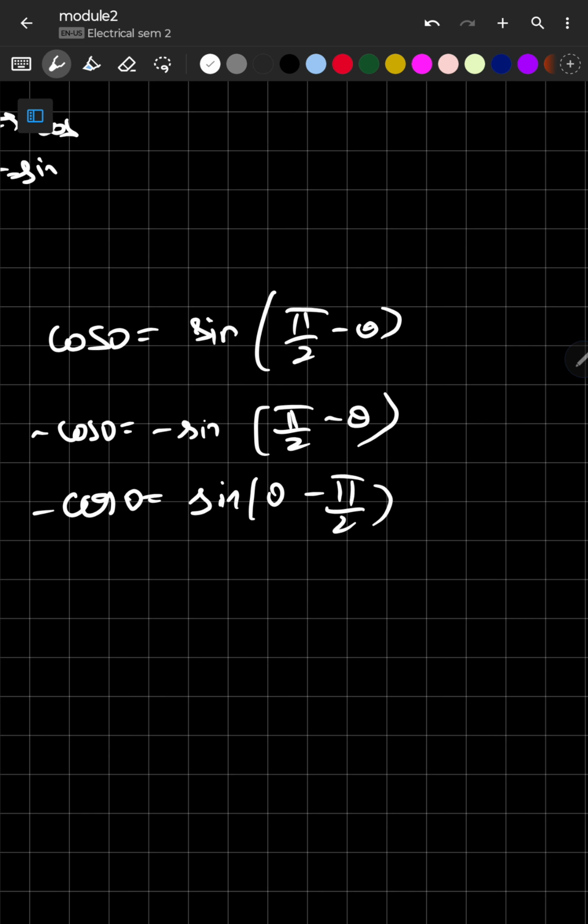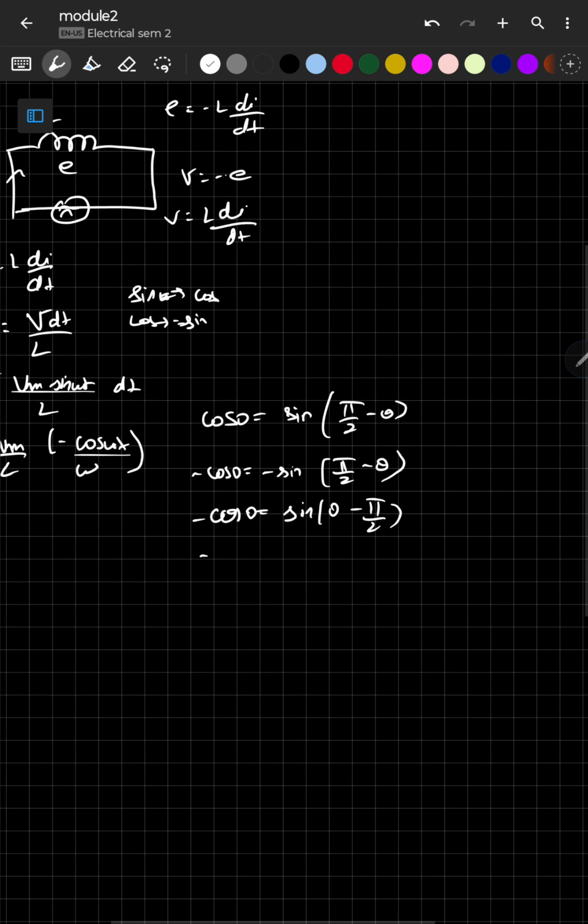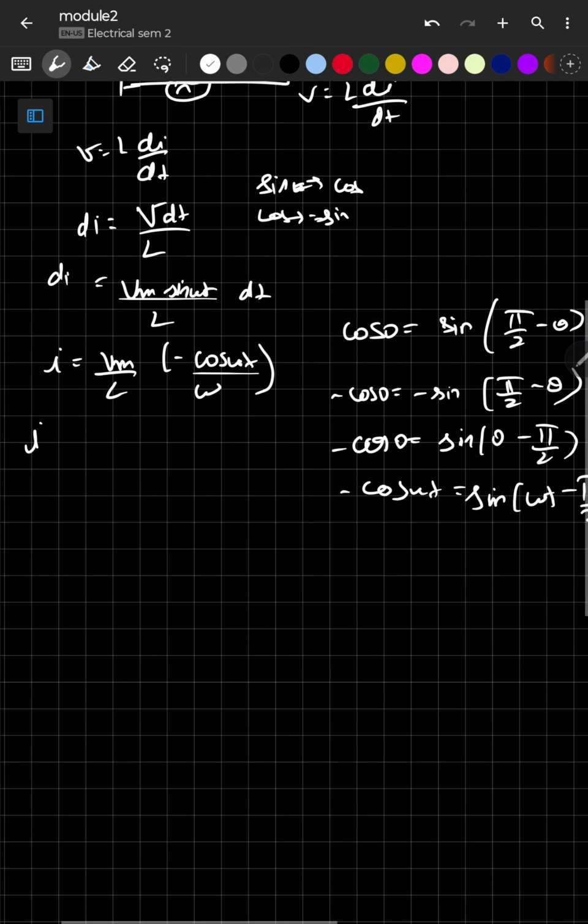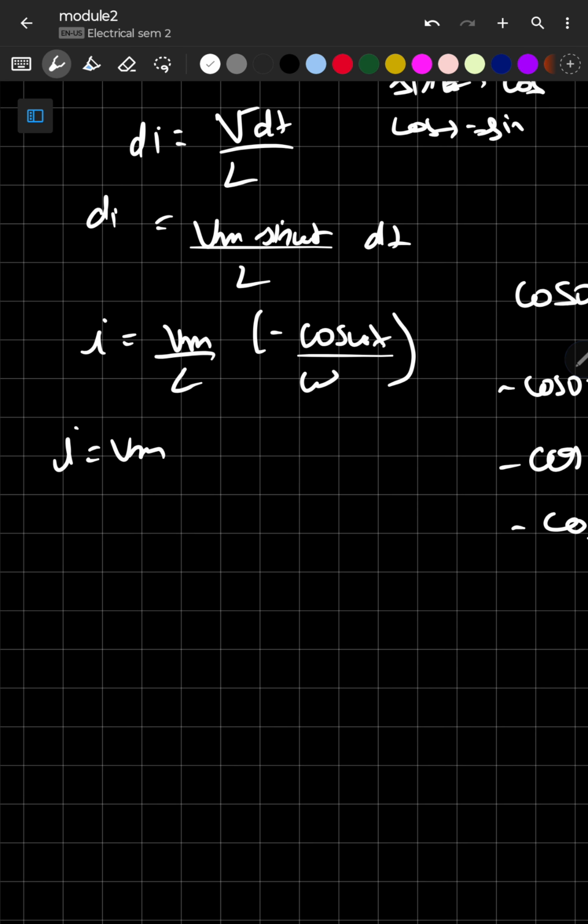Did you understand? So minus cos of omega t is what we got, right? So minus cos of omega t is given as sine of omega t minus pi by 2. We wanted that phase difference to be of minus pi by 2. Do you understand why we do this? For pure inductive and pure capacitive, current equation and power equation, we will be using cos only. So I equals to Vm by L omega times minus cos omega t, that's also a correct equation. But we are going to write it in terms of pi by 2 as well.